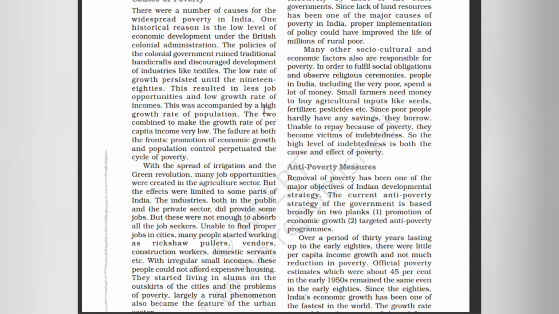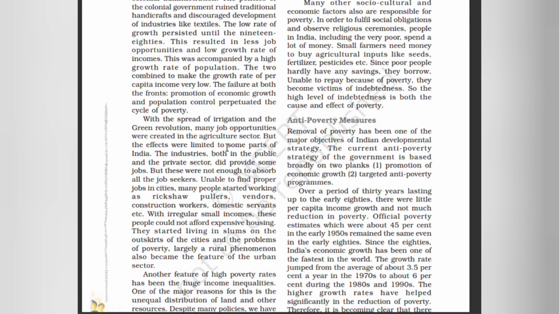This was accompanied by a high growth rate of population. The two combined to make the growth rate of per capita income very low. The failure on both fronts, promotion of economic growth and population control, perpetuated the cycle of poverty. With the spread of irrigation and the Green Revolution, many job opportunities were created in the agriculture sector, but the effects were limited to some parts of India. The industries, both in the public and the private sector, did provide some jobs, but these were not enough to absorb all the job seekers.